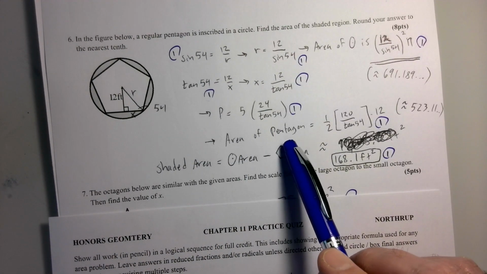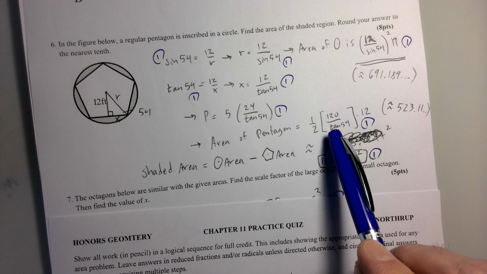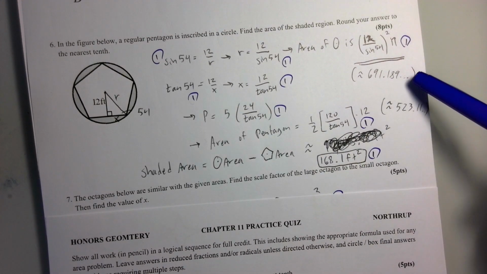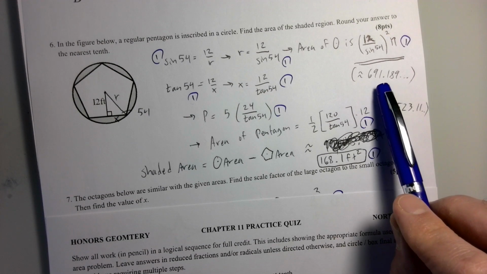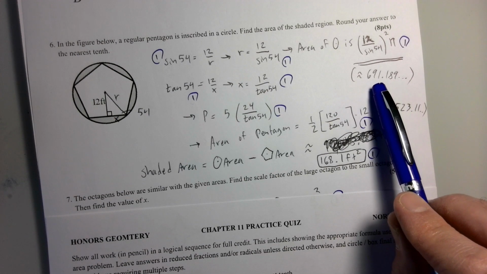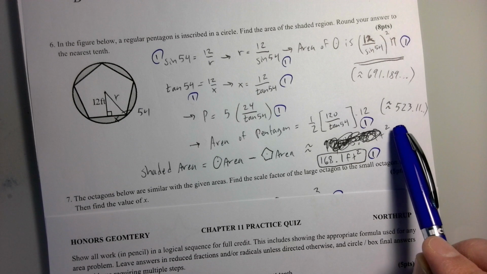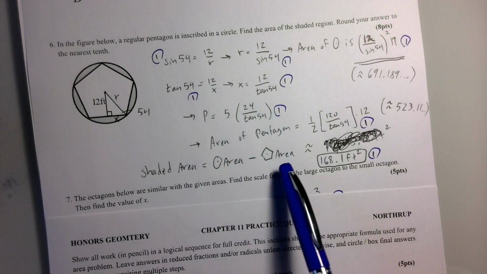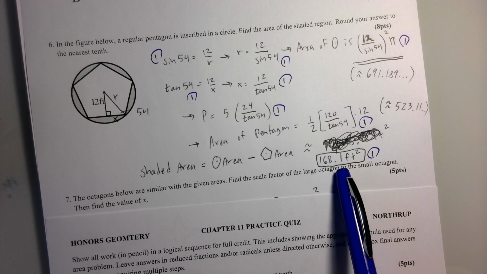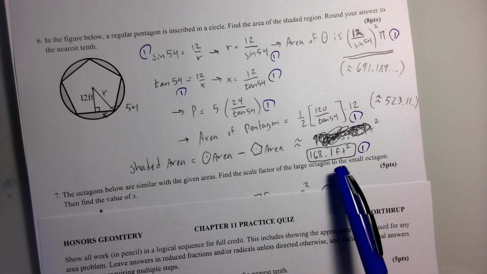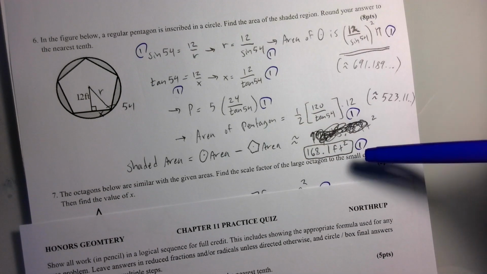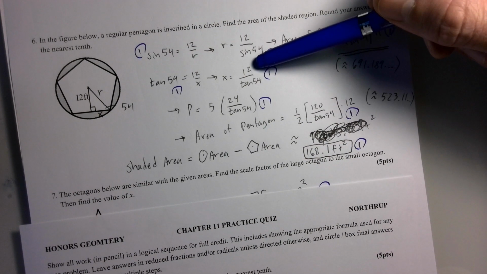That means the area of my pentagon is 1/2 perimeter times apothem. So they should show that at some point. If they rounded off early on, I just put those numbers down, about 691 point blah blah blah for the circle, about 523 for the pentagon. They should state somewhere how they came up with their answer. You know, they subtracted them, and this should be their final answer, 68.1 feet squared. Same story with the units squared, you have to have them on there.